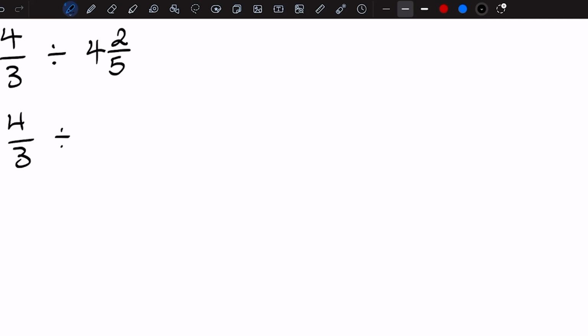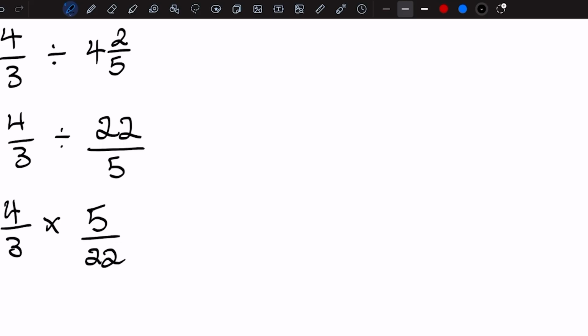So it's 4 times 5, that's 20, and 2, that's 22 over 5. So let's go ahead now and do the rules that we just learned. Write the first fraction. Change the sign. Reciprocal.